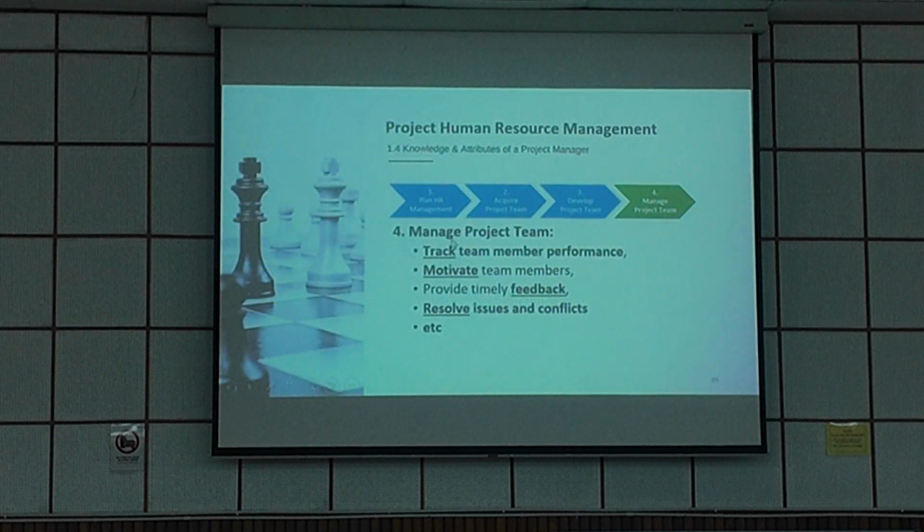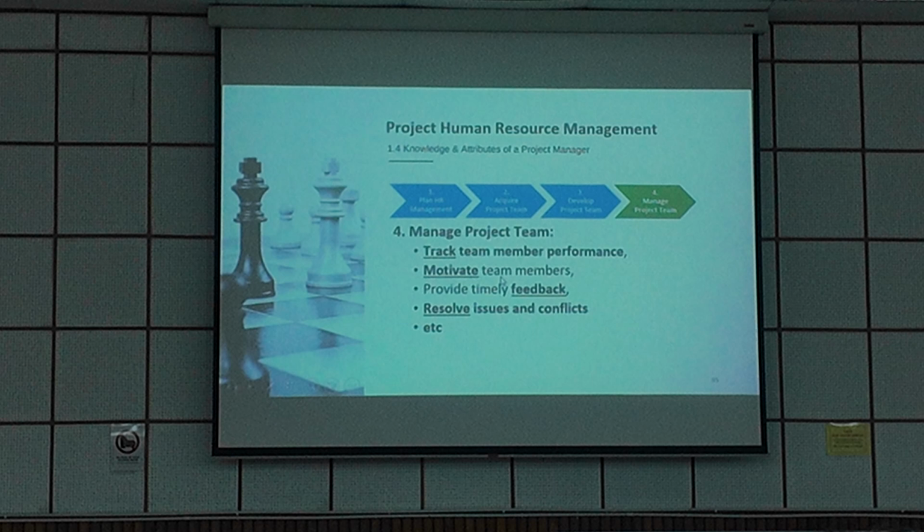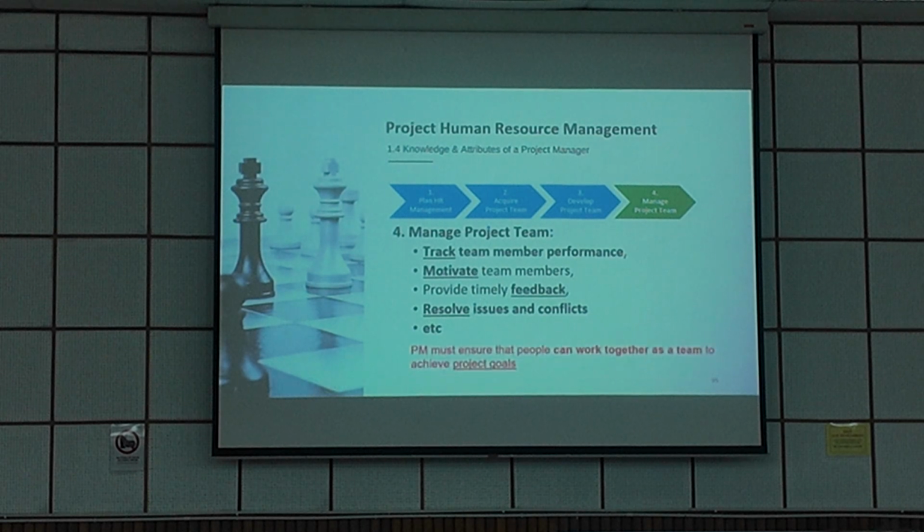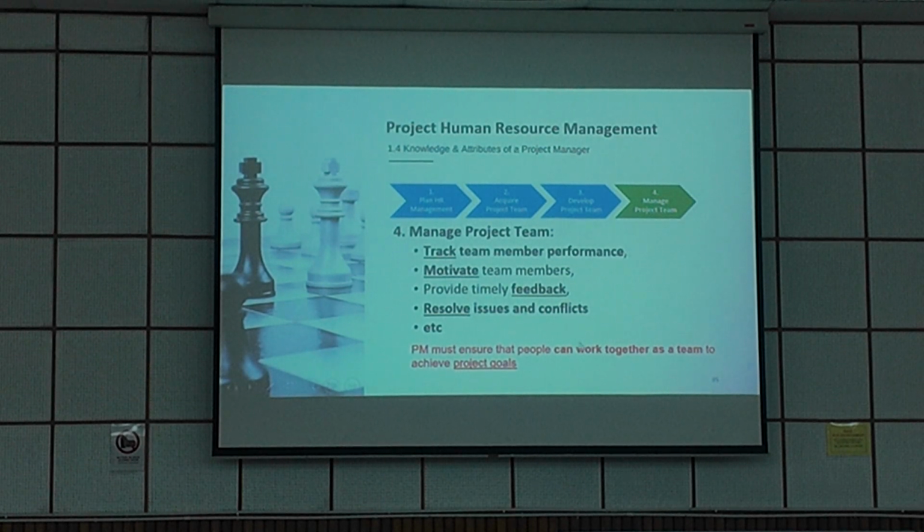Okay, so next, manage project team. Track team member performance. Motivate team members. Give them feedback. Resolve issues and conflicts. The project manager must ensure that people can work together as a team to achieve the project goal. To achieve the project goal means to complete the project on time, within budget, and meet quality requirements.